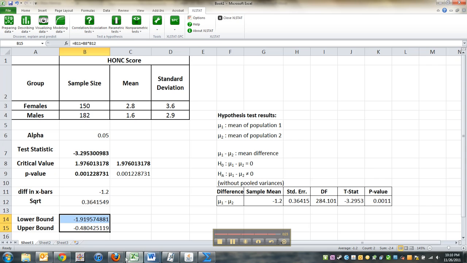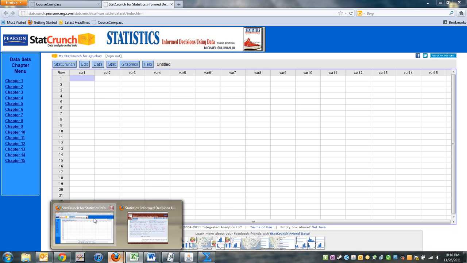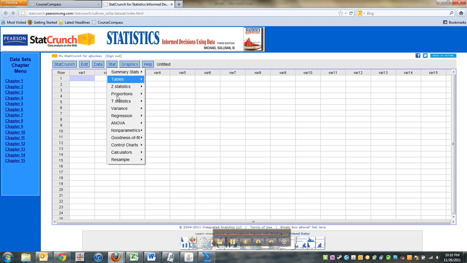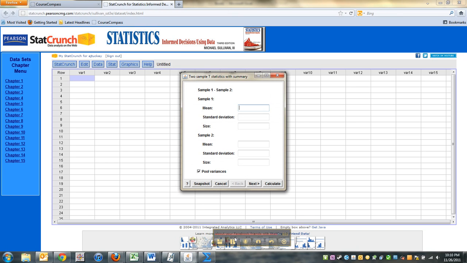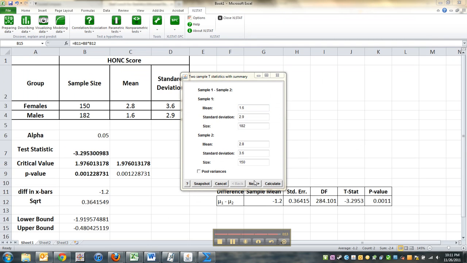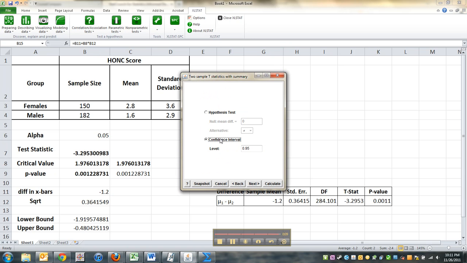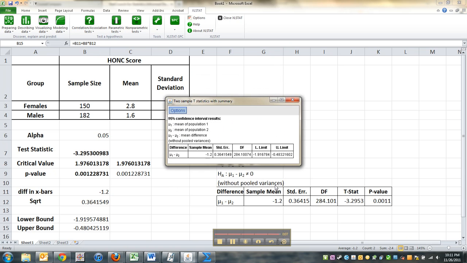All right, let me go whip to StatCrunch real quick, because it's the same way to do it in StatCrunch that it was before. Stat, T statistics, 2 samples, summary. Oops, I'm going to type this up. Hold on. There it is. You uncheck that pooled variances, click Next, but you pick a confidence interval this time and click Calculate. And there it is, the same numbers as before. And 0's not in there. That's why we said no.